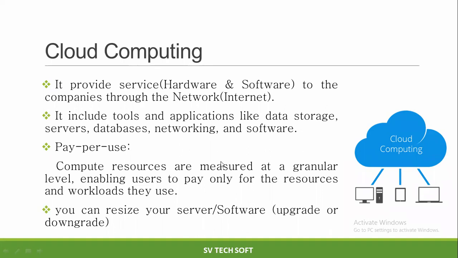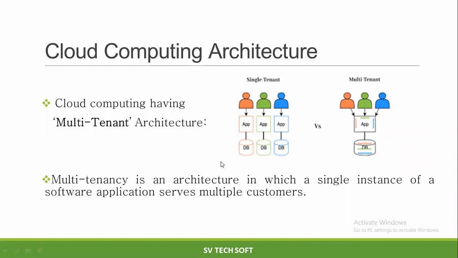Here, do you know what type of architecture cloud computing has? Cloud computing has a multi-tenant architecture. Multi-tenant means the vendor has only one software, right? For example, MS Office. Microsoft has only one software, MS Office. The same software will be given through the internet to multiple companies, for example company X, company Y, company Z. The same software will be used by many companies. That is what we call multi-tenant. Multi-tenant means one software is shared with multiple companies.